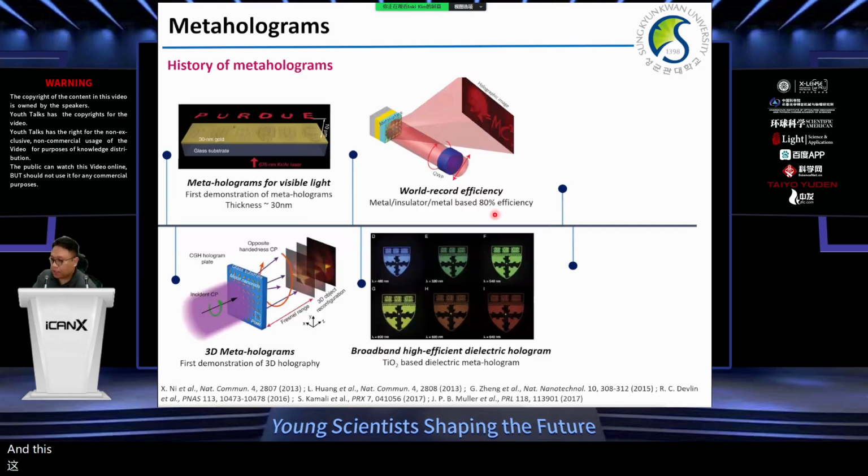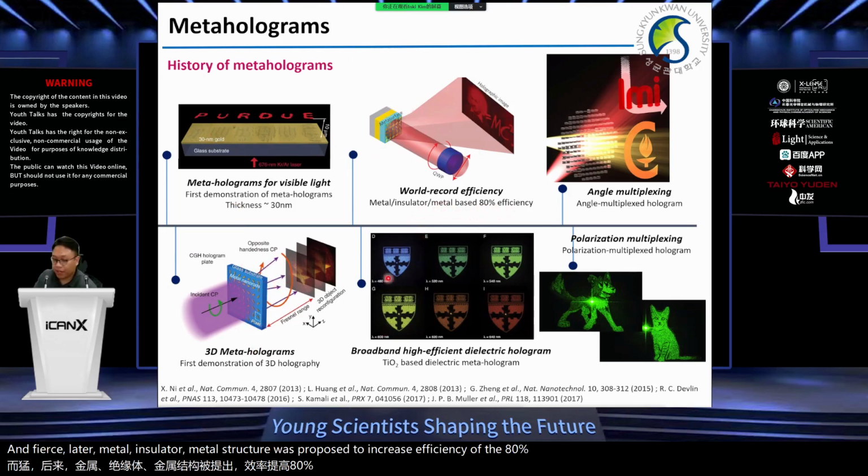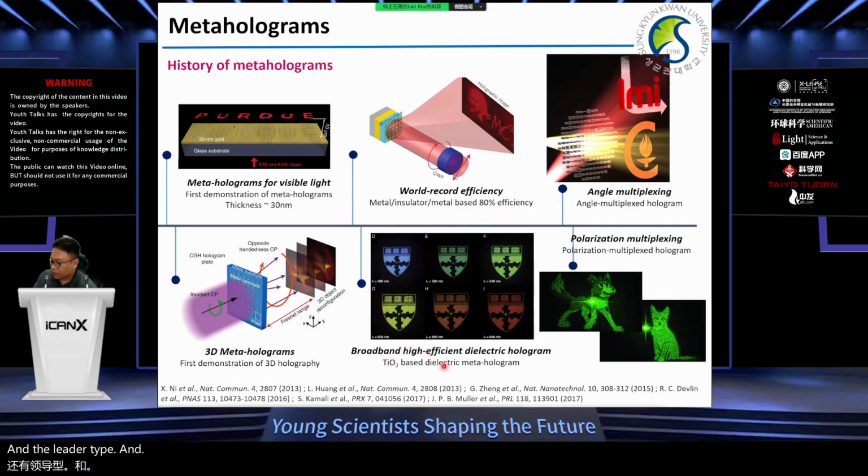And this is the basic history of metahologram. In 2013, the first metahologram was demonstrated. At the time, a gold nanoslit structure or gold nanobar structure had been used. A few years later, a metal-insulator-metal structure was proposed to increase efficiency up to 80%. Later, a titanium-based all-dielectric metahologram was proposed. And these days, multifunctional metaholograms are being actively investigated, like angle multiplexing or polarization multiplexing metaholograms.